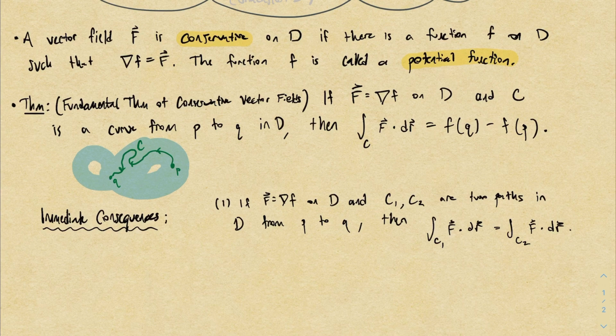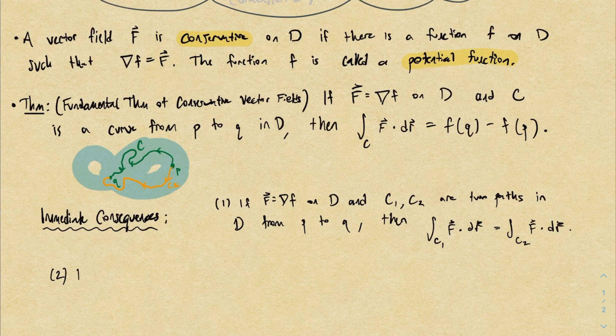To rephrase what I just said, if you have a starting point P and a finishing point Q, in a conservative vector field, it doesn't matter how you travel from P to Q, the vector line integral will be the same. This first consequence is called path independence of conservative vector fields. Again, it's just a different way to interpret the theorem.